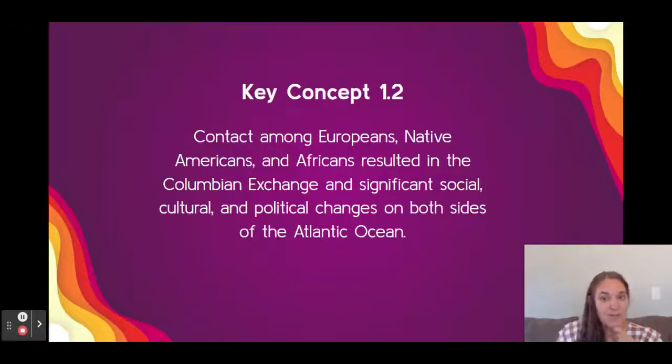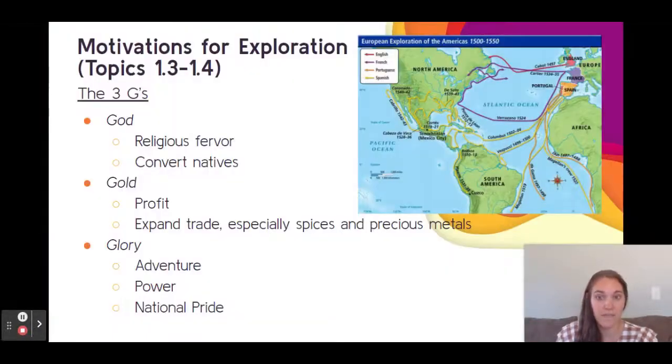Moving on to key concept number 2. Contact among Europeans, Native Americans, and Africans resulted in the Columbian exchange and significant social, cultural, and political changes on both sides of the Atlantic Ocean. This is the bigger part of period 1. So this is where you really want to make sure you're understanding.